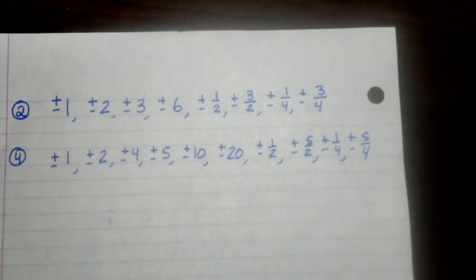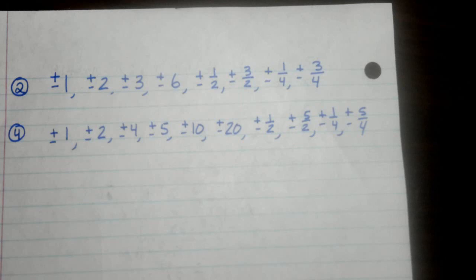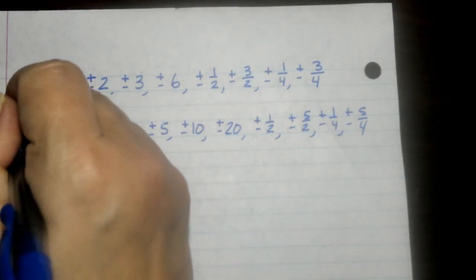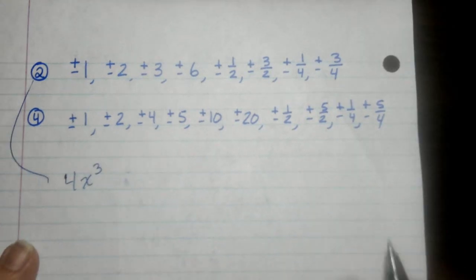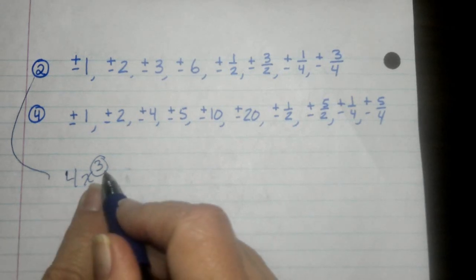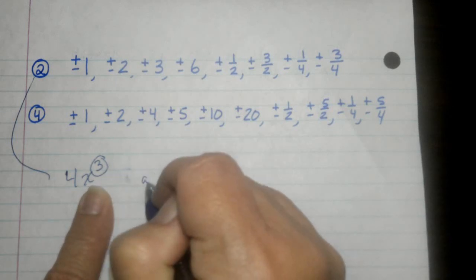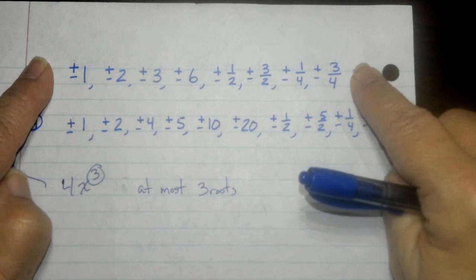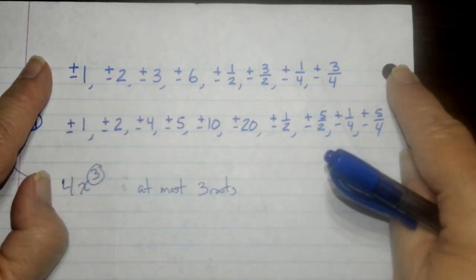Alright, so these should be your lists. Now, here's the thing. They're not all going to be roots, right? So on number two, our leading term was 4x cubed. So what's the most number of roots this guy can have? Remember, whatever your degree is, that's the most roots you can have. So this has at most 3 roots. This list is just telling you what they might be. They are not all going to work. I want you to understand that.